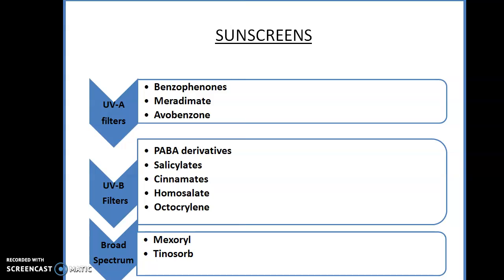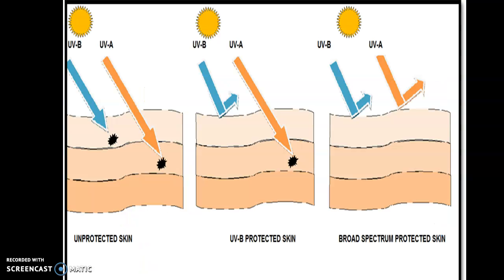The broad spectrum sunscreen agents are used for complete protection, that is UVA as well as UVB rays protection. The examples include Mexoryl and Tinosorb.